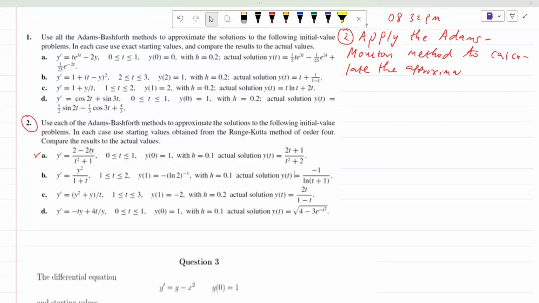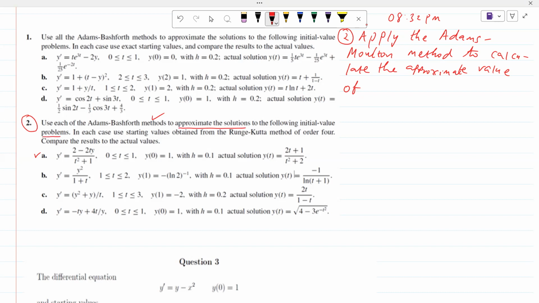Right, our aim has been to apply the Adams-Moulton method to calculate the approximate value of... right, because you have to use the Adams-Chebyshev methods, but yeah, we are interested in the Adams-Moulton for purposes of our exam and assignments. To approximate solutions, we want to approximate the solutions to the following initial value problems.